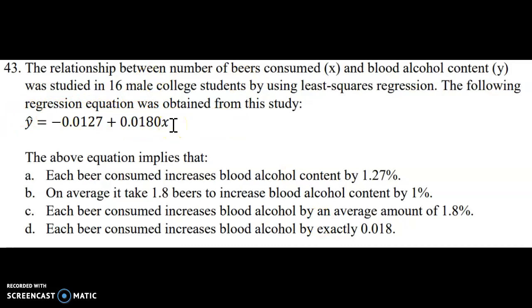So this is not going to give you an exact value. That's why we say on average. So that's why D is not the correct answer. It's because of this wording right here. Exactly, that's not right. It needs to be the wording on average. So C is going to be your correct answer here.